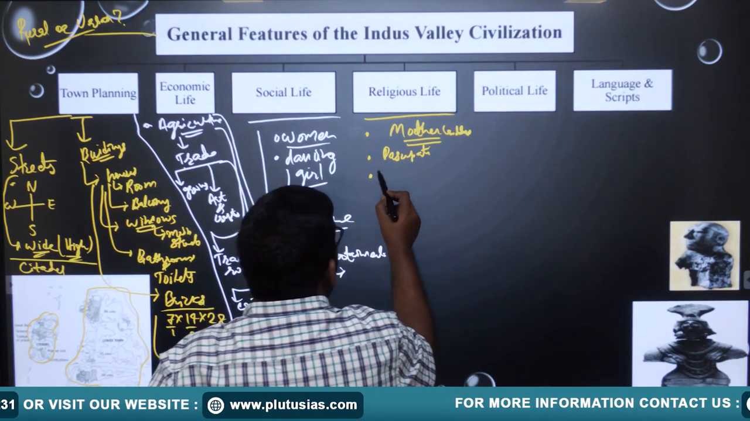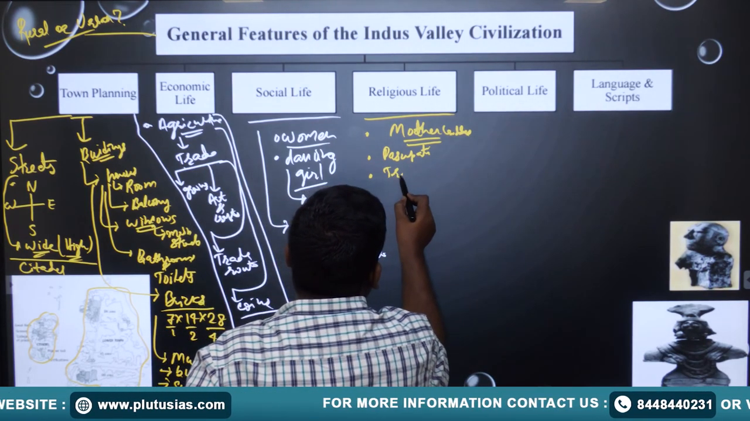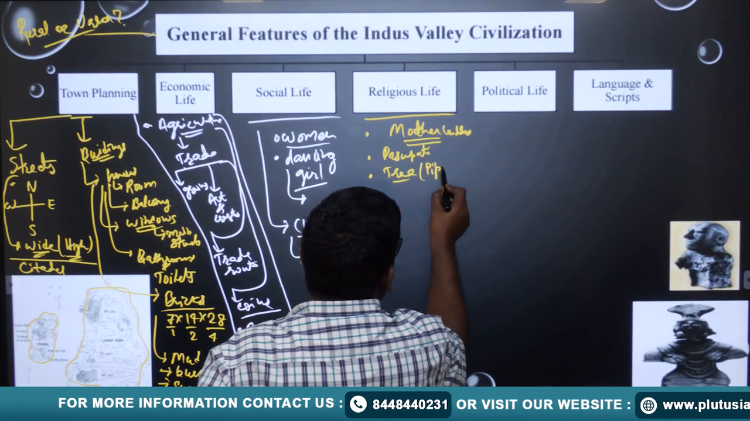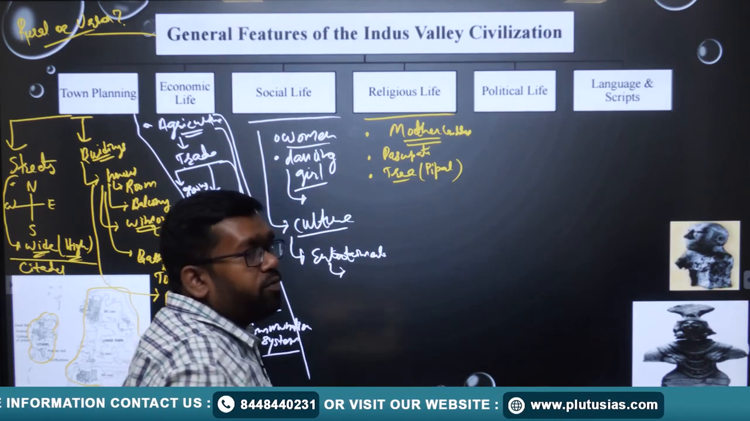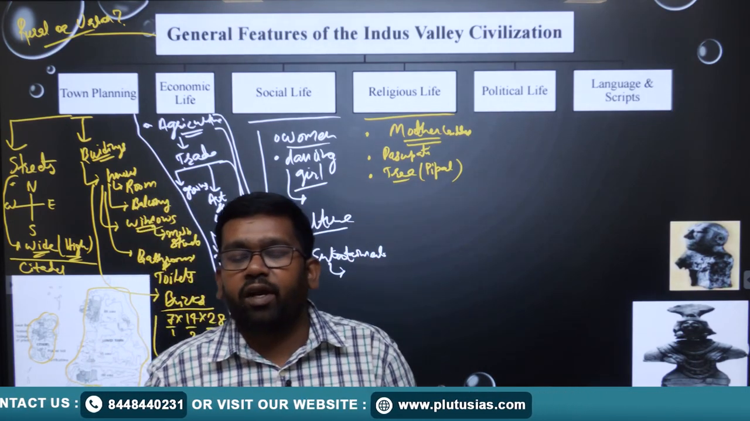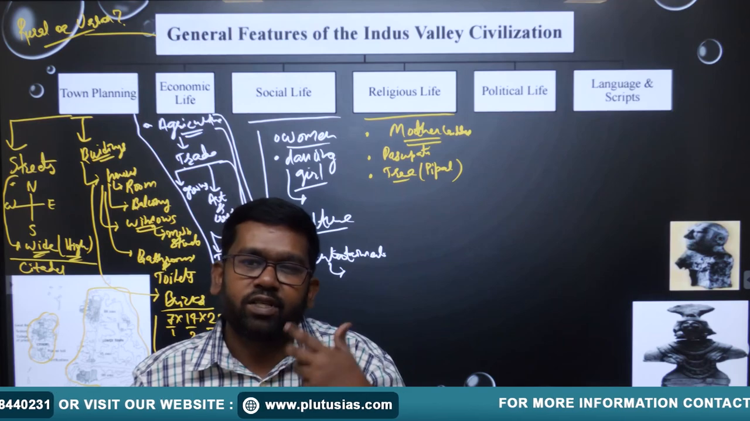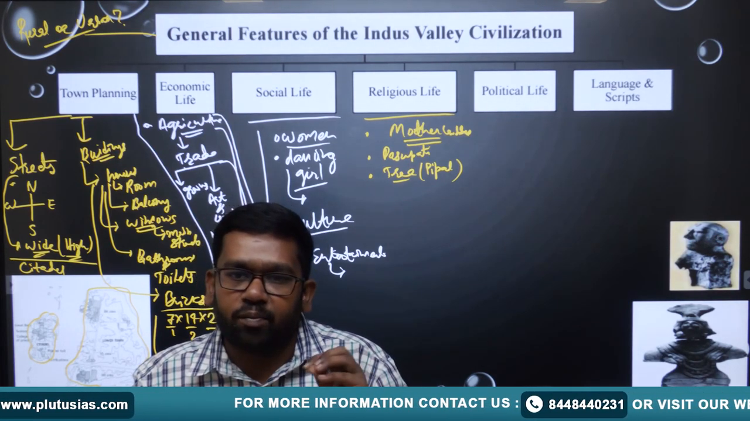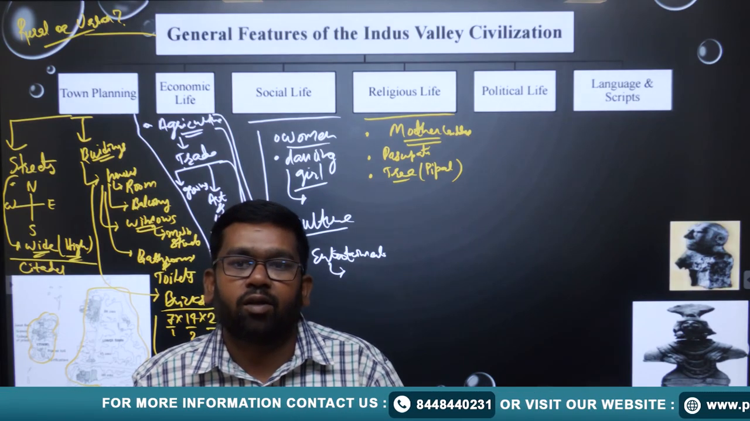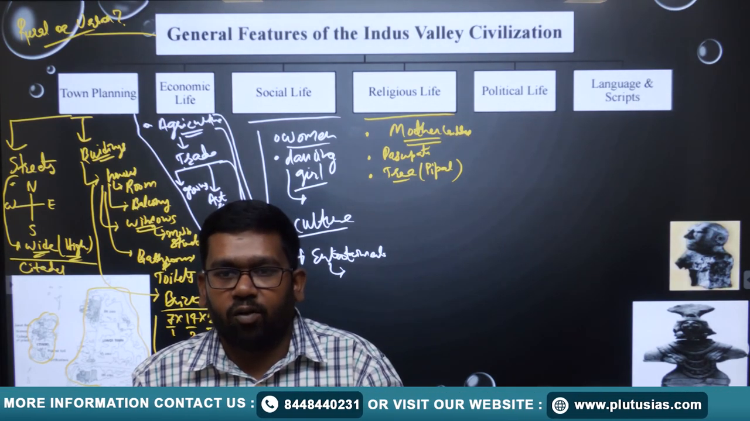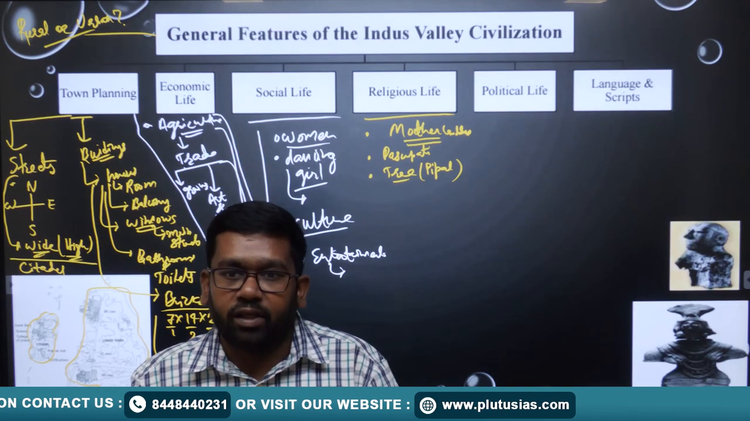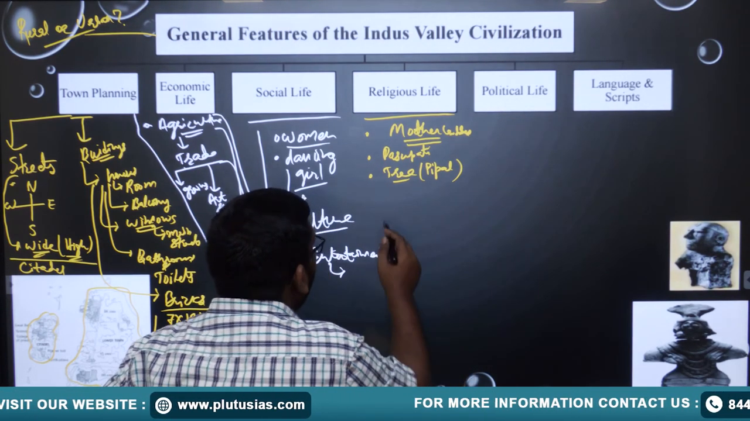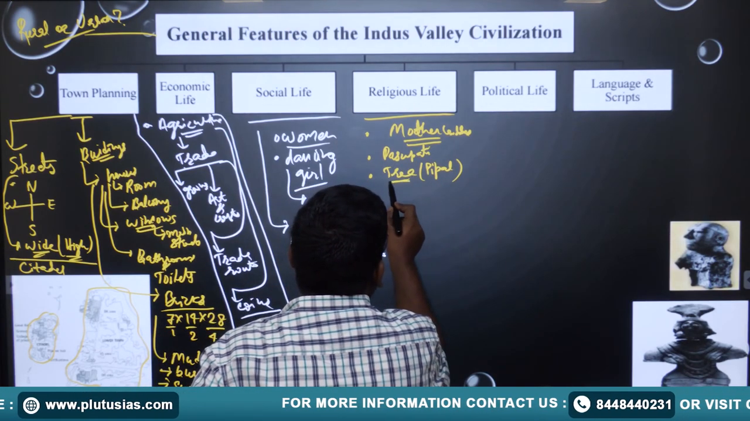We also see another important thing, that trees were worshipped. We found one seal where one person is sitting, which is compared with the Pasupati, and with that person there are some trees and some animals. So according to this, we conclude that he may be the god Pasupati. We have the example of Nandi, which is compared with modern Hinduism. So apart from Pasupati, the people also worshipped trees.